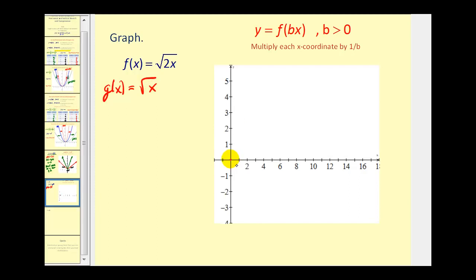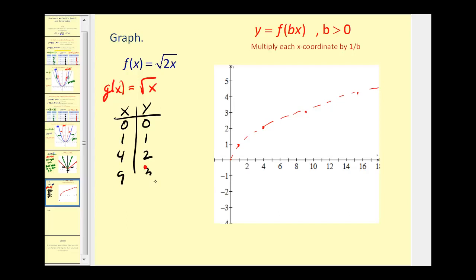If x is 0, y would be 0. If x is 1, y is 1. If x is 4, the square root of 4 would be 2. If x is 9, we'd have the square root of 9, that'd be 3. 16, 4. So this is the parent function. And what we're going to do is graph the transformed function. Let's go ahead and make a t-table for some of the key points on this graph, like 0, 0, 1, 1, 4, 2, 9, 3, and 16, 4.